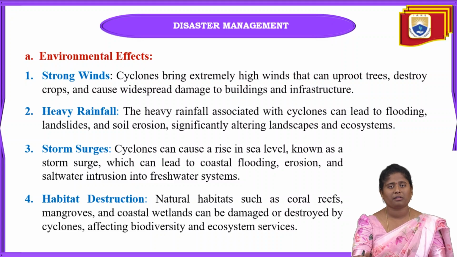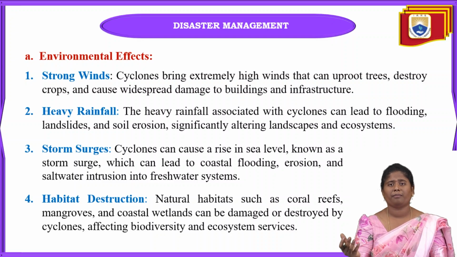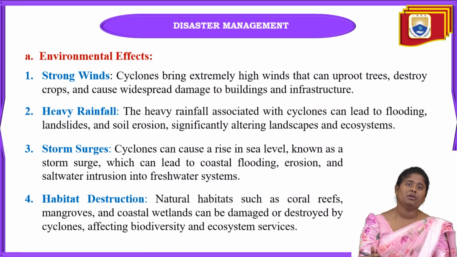Coming to the next one, that is heavy rainfall. Because of heavy rainfall, cyclones can occur. When heavy rainfall occurs, it easily leads to flooding, landslides, and soil erosion. This heavy rainfall will impact the overall ecosystem of nature, and it will also alter the landscapes. And the next one is storm surges.